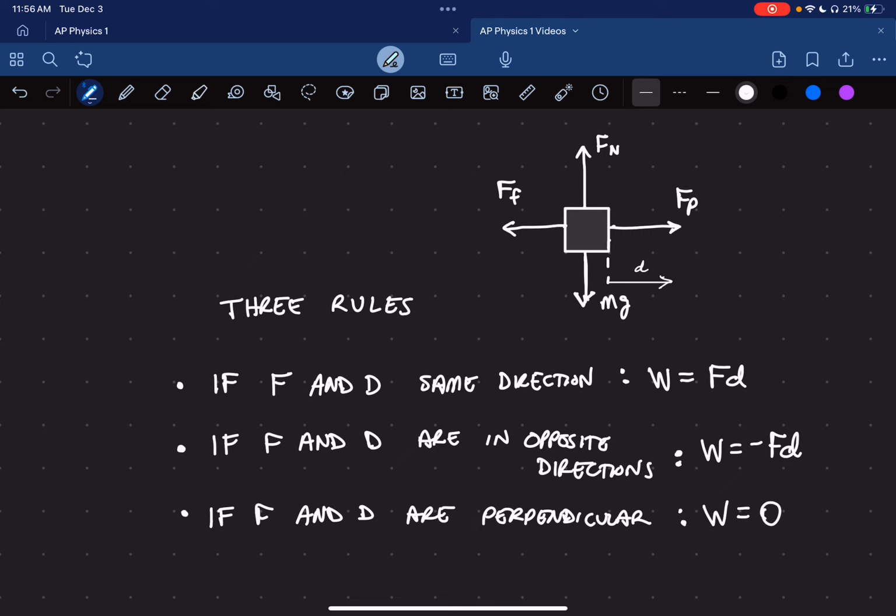And finally, we have the normal force and gravitational force. Both of those are perpendicular with the distance d. So F and d are perpendicular, and we say that both of these forces do zero work. Of course, this situation could change. This is just an example, one of the typical examples we would see.